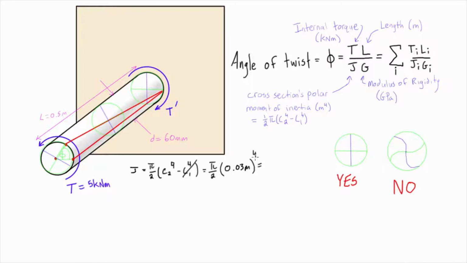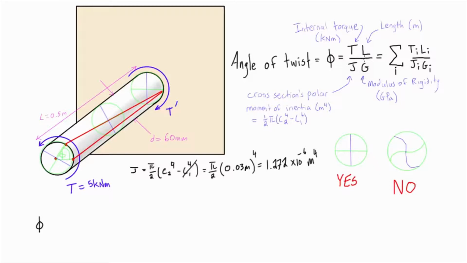So this is going to return us 1.272 times 10 to the minus 6 meters to the power of 4. So that is our cross-section's polar moment of inertia. Alright, so let's go and plug everything into our formula here.